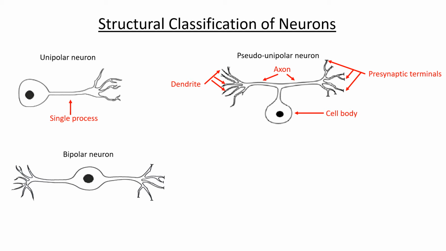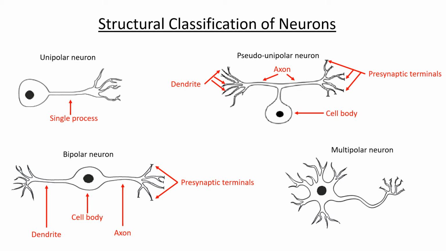Bipolar neurons have two processes emerging from the cell body. Each extends from the opposite end of the cell body. One is the dendrite, and the other one is the axon with presynaptic terminals. Bipolar neurons are found in the olfactory epithelium. Multipolar neurons have one axon with presynaptic terminals and multiple dendrites. Multipolar neurons are all of the neurons that are not unipolar or bipolar.